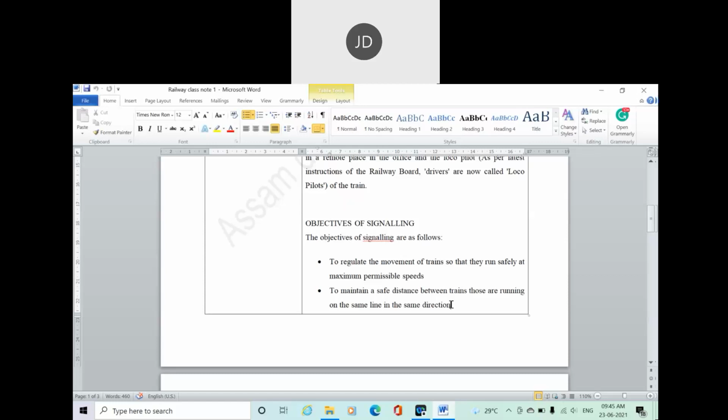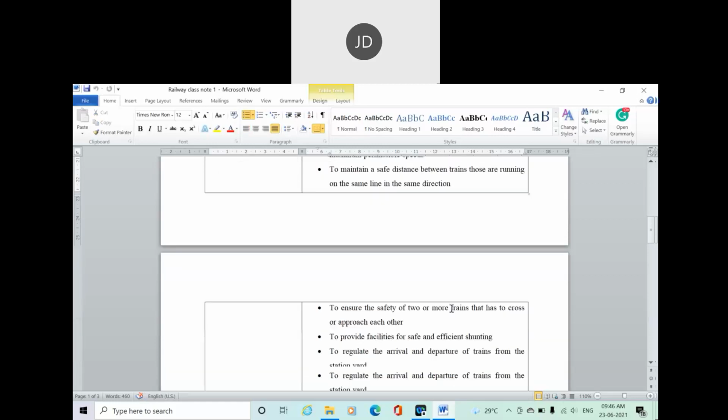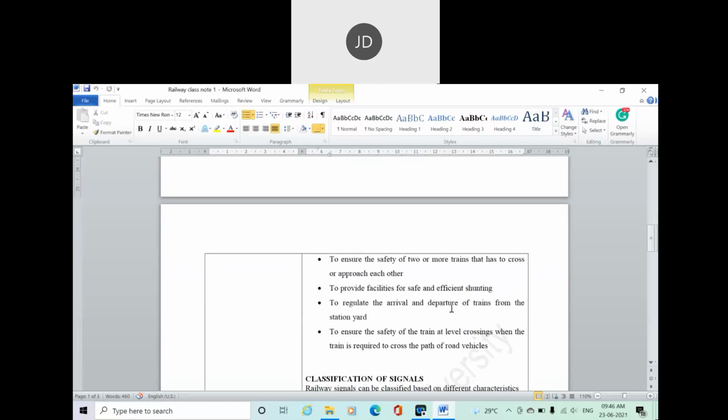So yeah, let's start the basics of signaling. In this class, we're going to discuss the basic purpose of signaling. Then from next class, we jump to the different types of signaling, the different types of signal that can be used in different tracks or different stations. But also we're going to discuss the purpose of signaling here. Fine. So let's start.